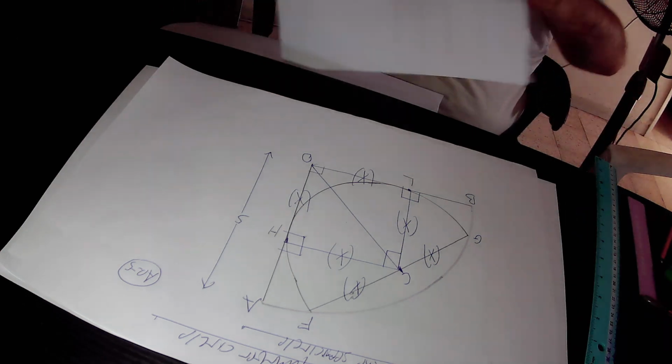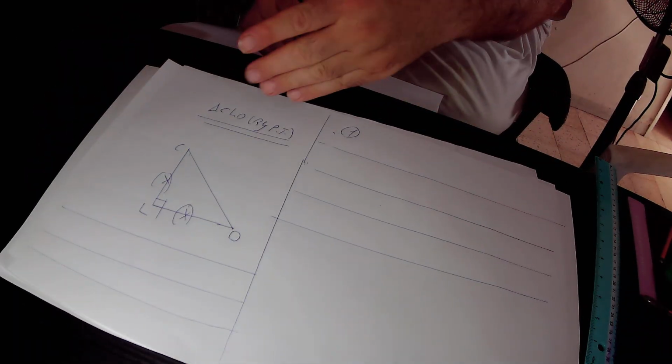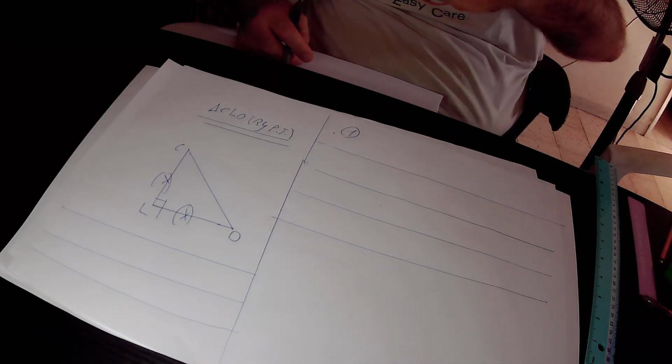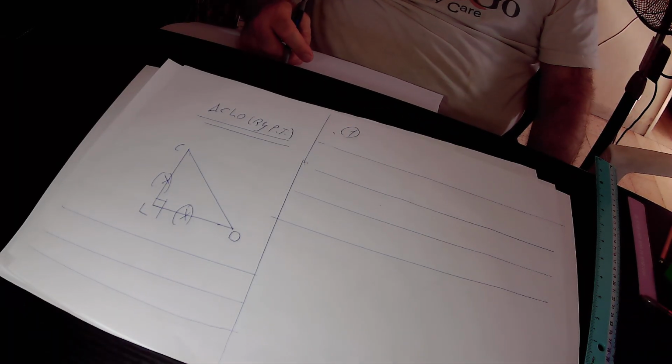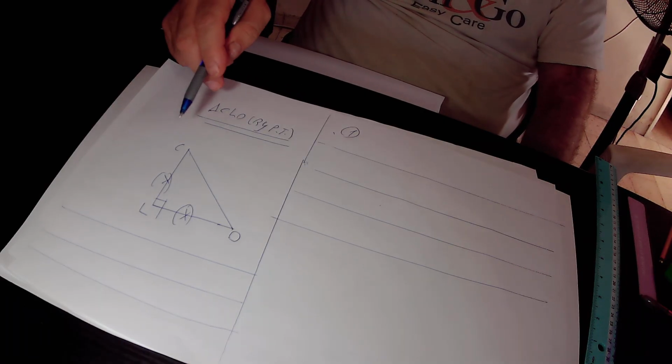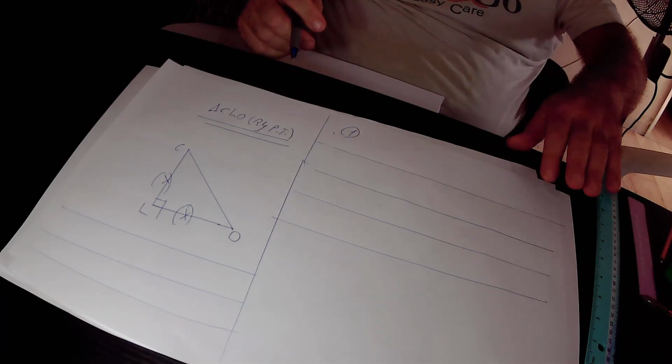So actually, this is the right associated triangle CLO that I copied from the original drawing. According to the Pythagoras theorem, in this right triangle CLO, CO squared, that is the square of the hypotenuse, equals CL squared plus LO squared. So I write it down.